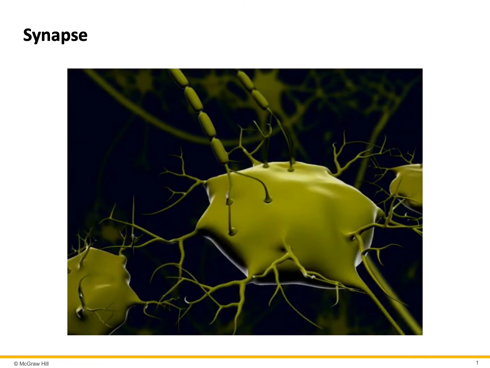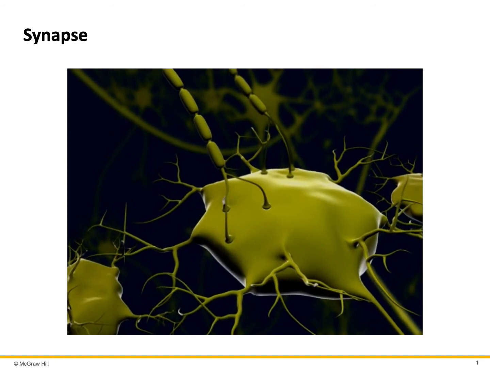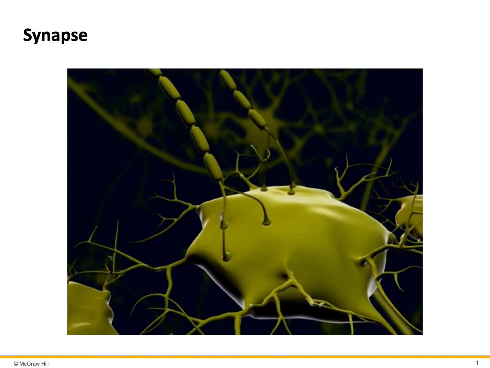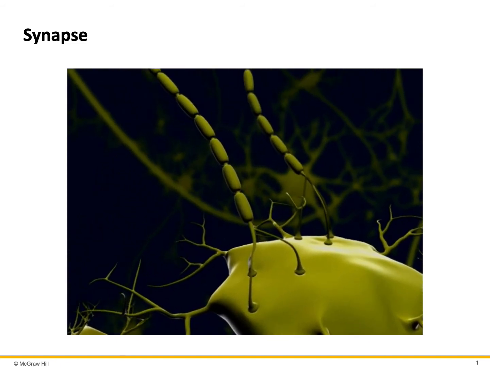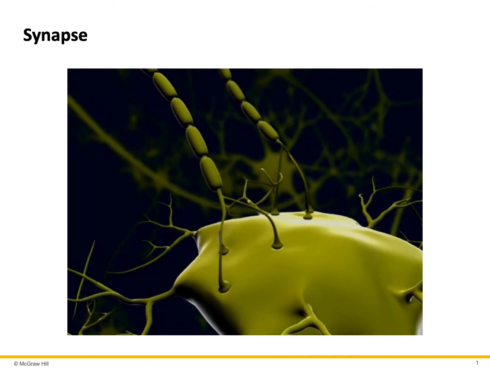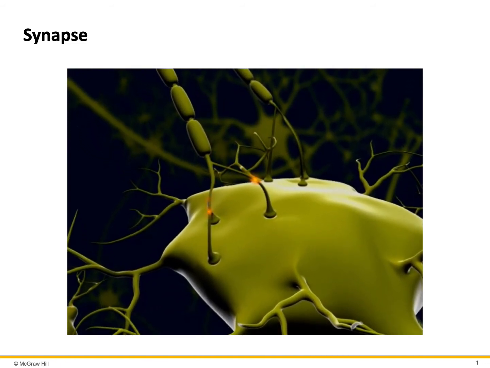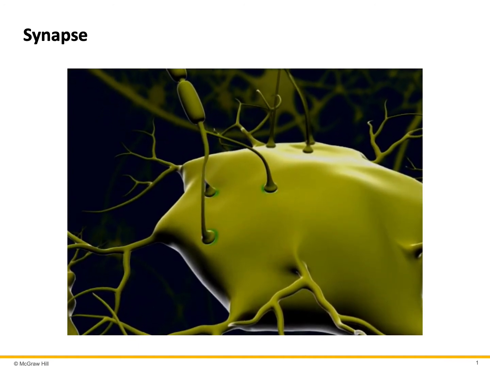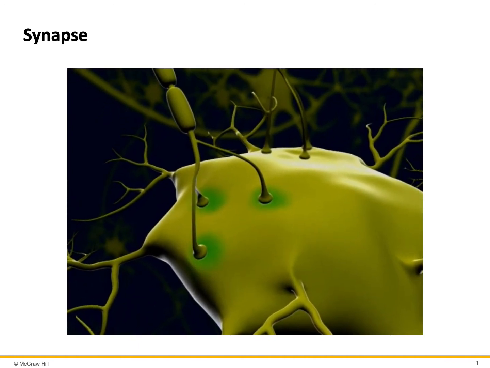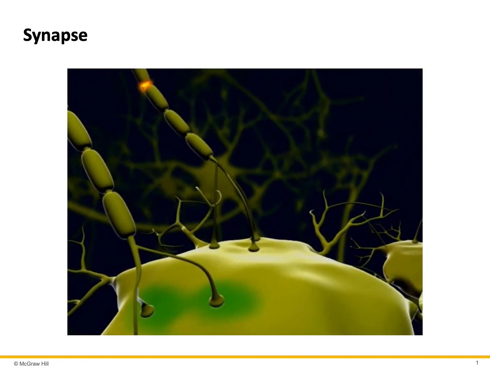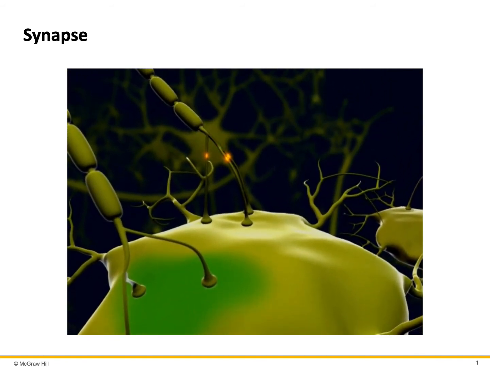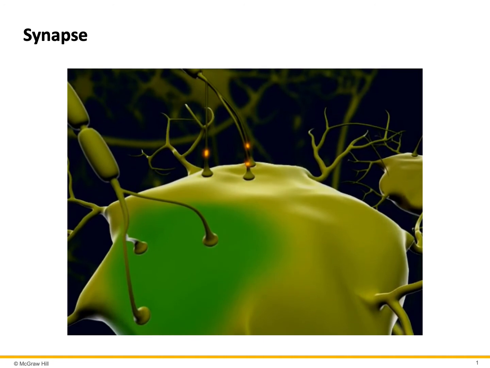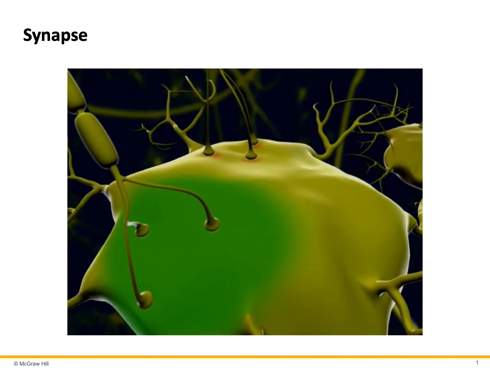A single neuron can receive signals from many sending neurons. The signals arriving from the axon on the left are excitatory. They make the receiving neuron more likely to generate an action potential, as indicated by the green glows. Signals from the axon on the right are inhibitory. They make the receiving neuron less likely to generate an action potential, as indicated by the red glows.